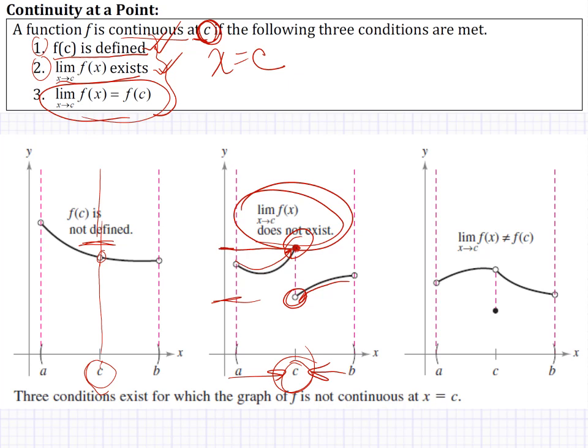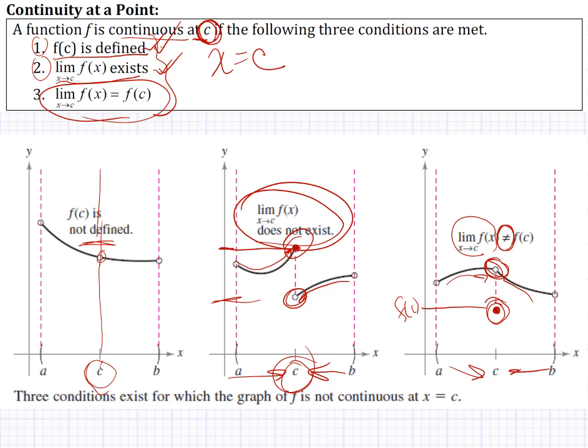The last one, both of the first two hold. If you look, the function is defined. This function has a y value. There's a point that has an x, and there is a corresponding y. There is an f of c. Okay, it's defined. The limit also exists because if I approach c from the left and from the right, I'm basically going to be approaching this y value right here. So the limit does exist. But the function value and the limiting value are not equal, and therefore causing a break in the graph.